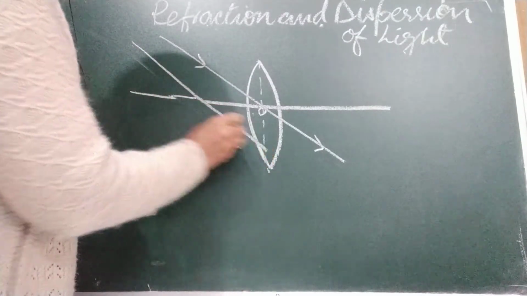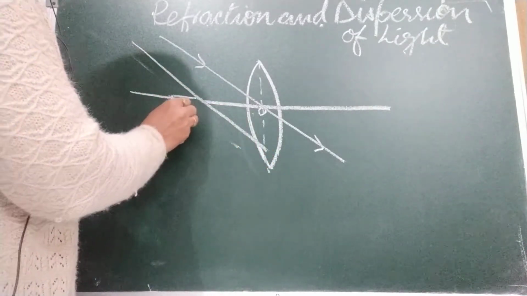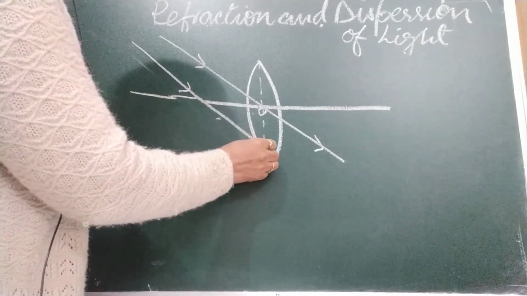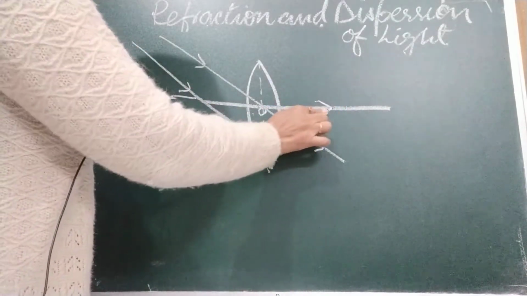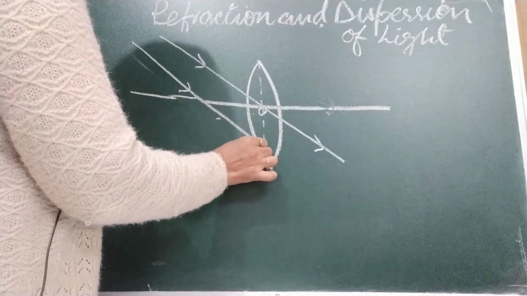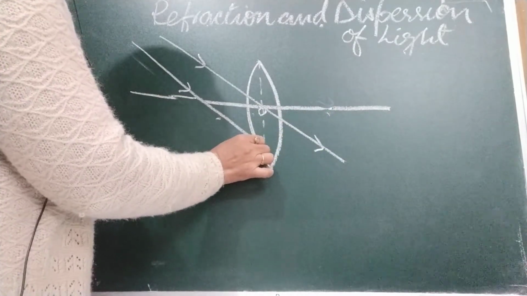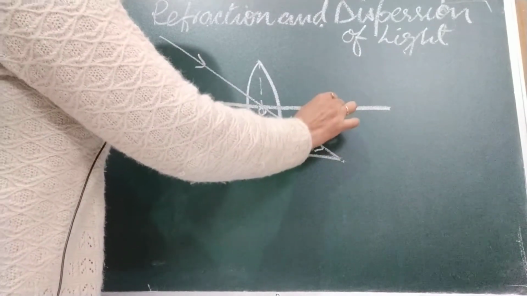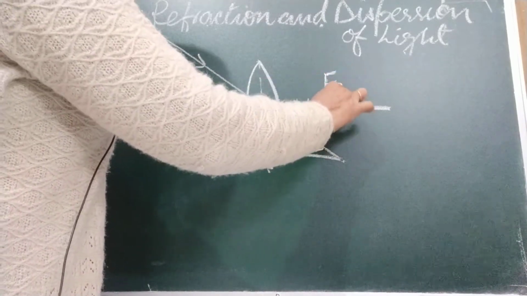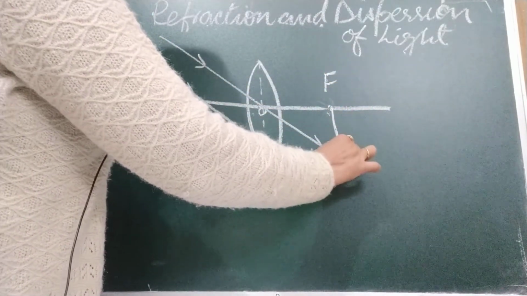Coming from the focus, it will run parallel to this principal axis, and the image will form.